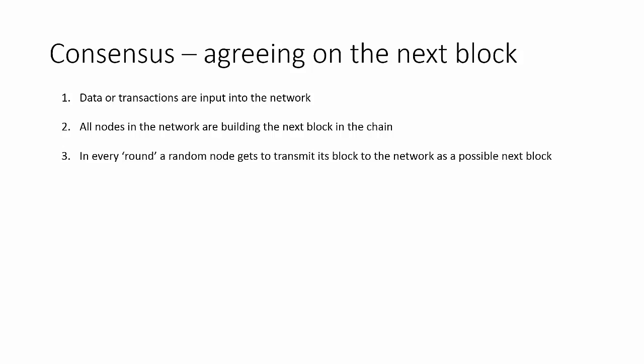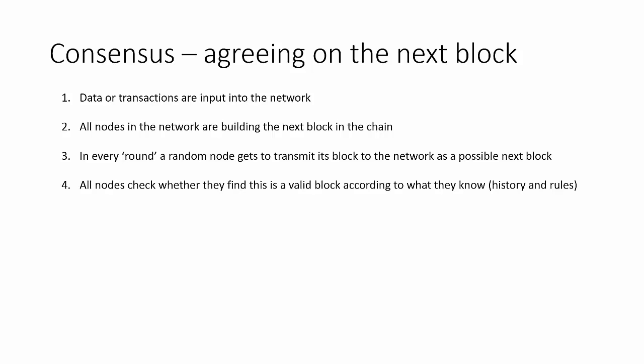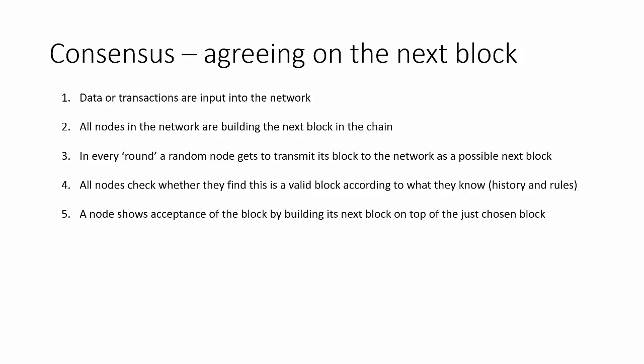Some random node is selected in each round to present its block as the next one in the chain. This is done by sending to its neighbor, who sends it on, etc. All nodes check this block to see if it's valid according to what they know. This is both according to the rules they have and the history in the chain. If a node agrees that this is a valid block, it signifies this by starting to build its next block on top of this one.